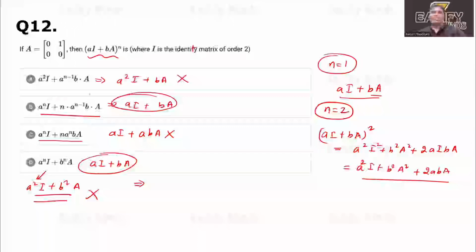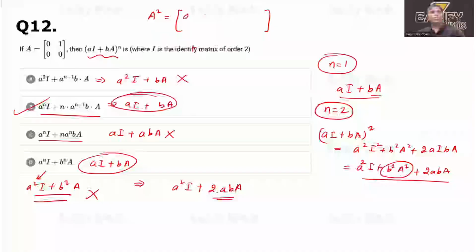Obviously only one option is left, so this will be my answer, B option, but let's check also. That is A squared I + 2 into ABA, right? 2 into how much? ABA. But we are not getting B squared A squared. What is the A squared value? Let's calculate.